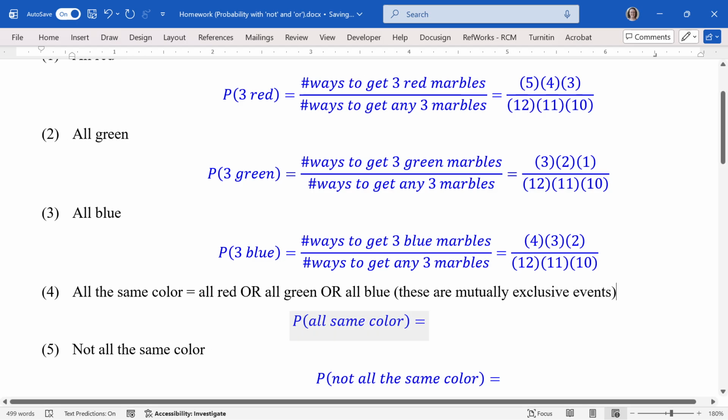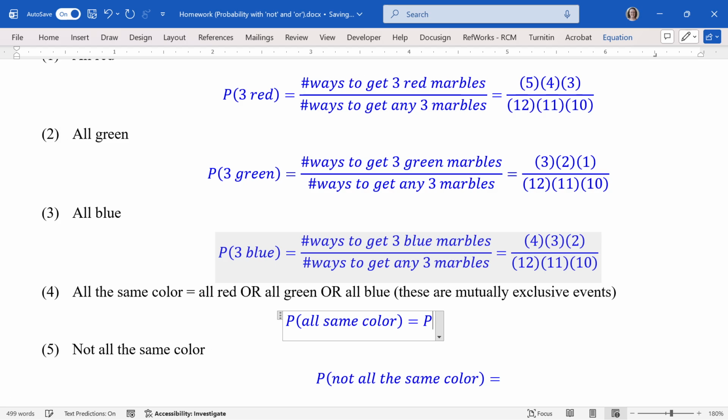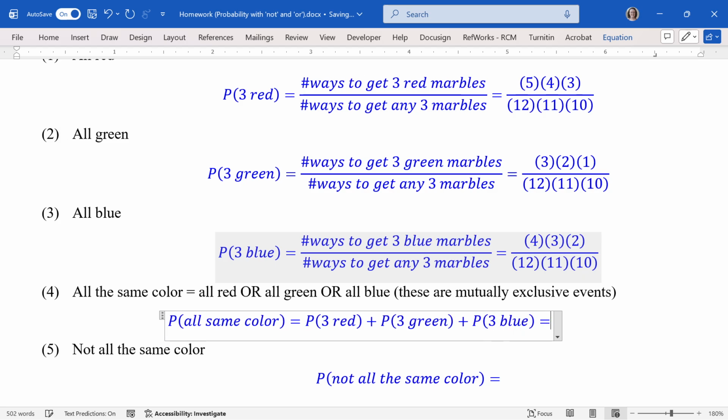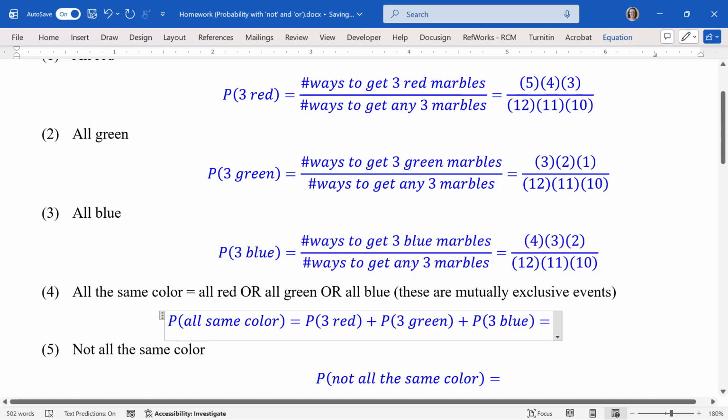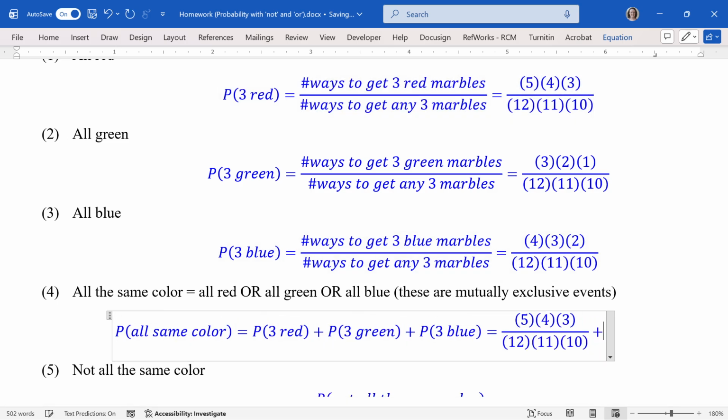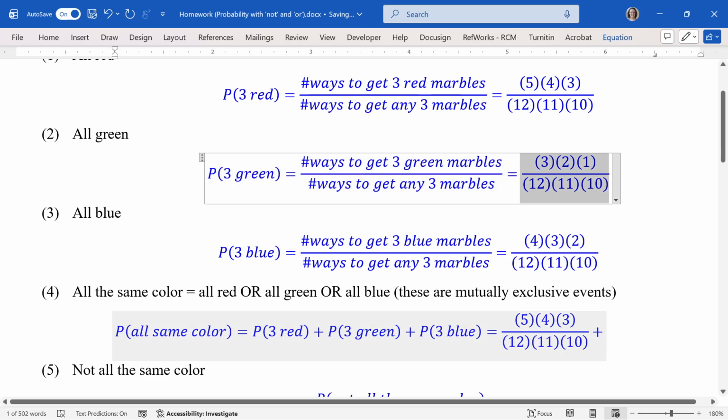Okay, and that's really good because since these are mutually exclusive events, that means that we can calculate the probability of at least one of them happening by just adding them together. So we're just going to add together the probability of 3 red plus the probability of 3 green plus the probability of 3 blue. And we don't need to worry about subtracting any overlaps because there won't be any overlaps. There's no way for both events or all 3 events to happen at the same time. So that means we can just literally copy these answers from 1 through 3 down here.